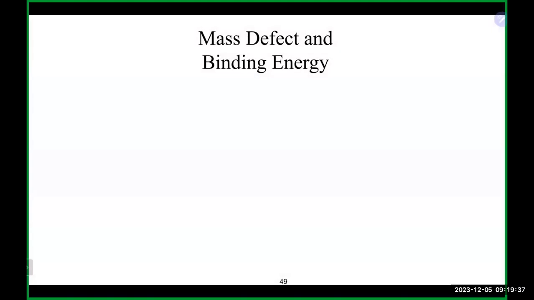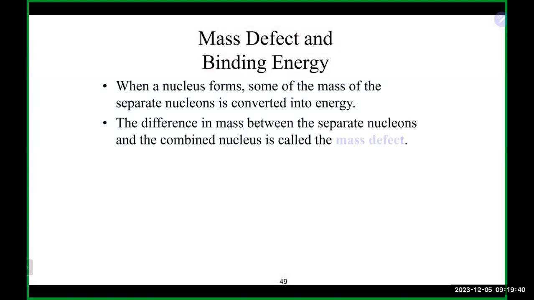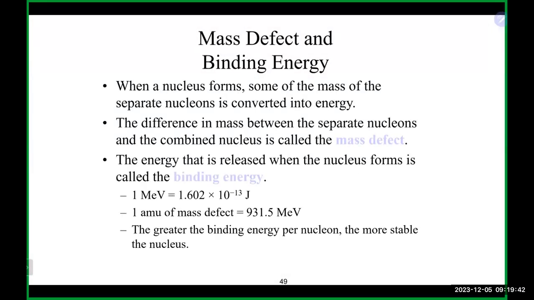Now, that mass defect, as I mentioned, is what gets converted into energy. And the energy that's released when the nucleus forms is sometimes referred to as binding energy, or nuclear binding energy. Nuclear binding energy is also used, as we'll talk about, as a measure of stability. So you could use nuclear binding energy as a measure of how stable a nucleus is.